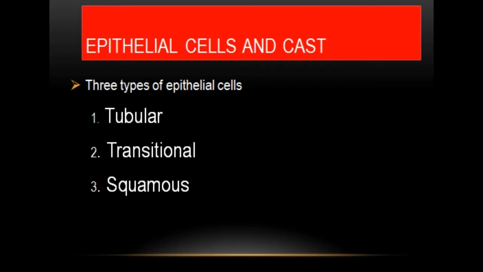So we have epithelial cells and casts. Originally, only very few cells are present per HPF, that is high power field. These casts are basically composed of three different types of cells which are present in the whole urinary tract. That is, either they are tubular, transitional, or squamous. These three types of epithelial cells are present in the urinary tract.